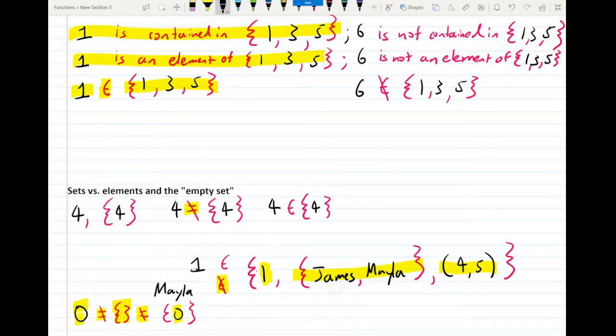0 is also not contained in the empty set, as some students seem to think, because, once again, the empty set has nothing in it, and 0 is a thing. So, just a couple of things that might be easy to miss when you're working with sets.